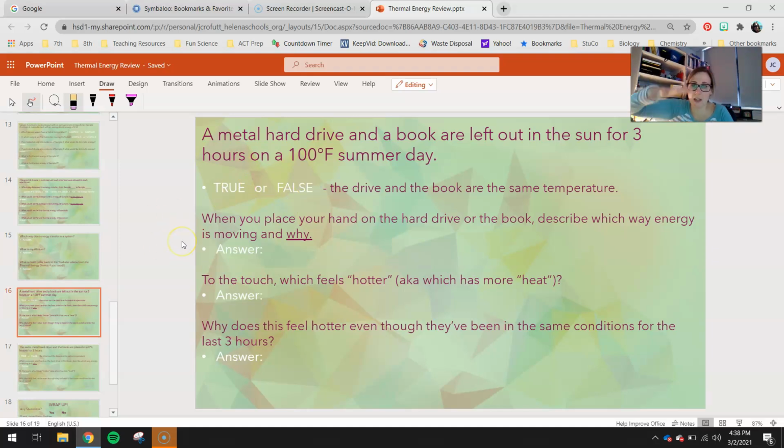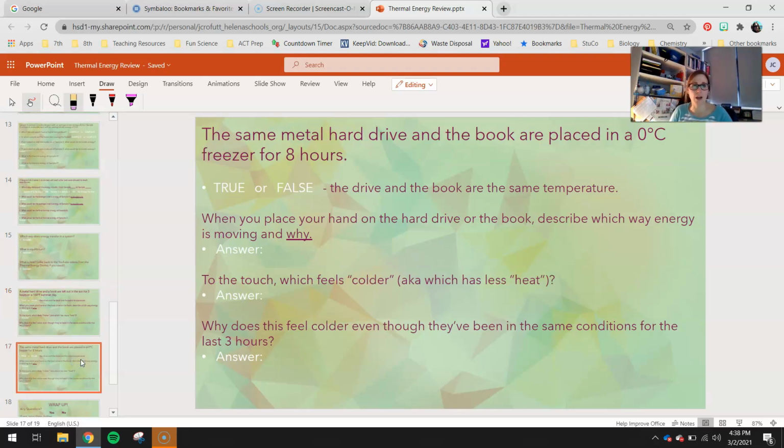And then when you place your hand on the hard drive or the book, describe which way the energy is moving. So think about the temperature of the hard drive and the book, and then the temperature of your hand, which is hotter, which is colder, which way is energy going to move. To the touch, which feels hotter, aka which has more heat? And then why does it feel hotter even though they've been in the same conditions for the last 3 hours?